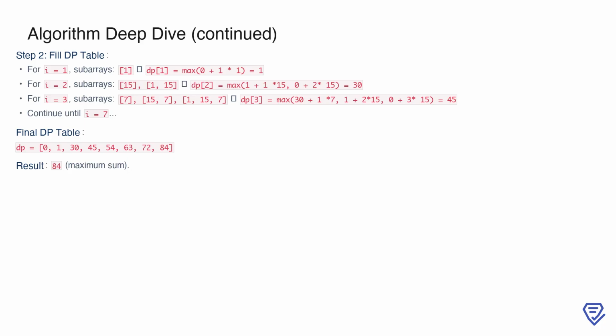Next, for I equals 3, we evaluate 7, 15, 7, and 1, 15, 7. By calculating the respective sums, we find DP 3 equals max 30 plus 1 by 7, 1 plus 2 by 15, 0 plus 3 by 15 equals 45. Repeating this process for all indices, we eventually fill the DP table as 0, 1, 30, 45, 54, 63, 72, 84. The final result, stored in DP 7, is 84, which is the maximum sum achievable with the given constraints.